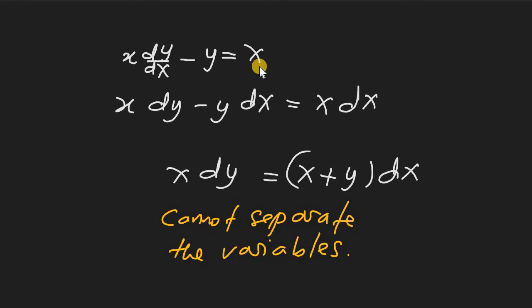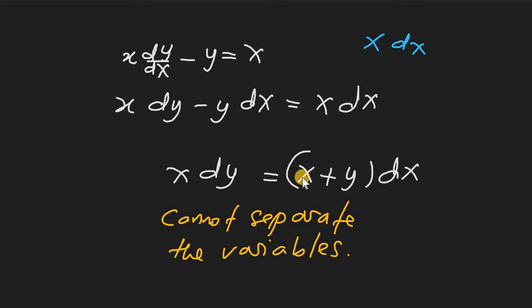So I'm rewriting the question. I'm trying to separate the variables, combining the x with the x and the y with the y. Here we would like to get dx as a numerator, so we multiply everything by dx. Hence we get x dy, over here we have y dx, and over here we have x dx.